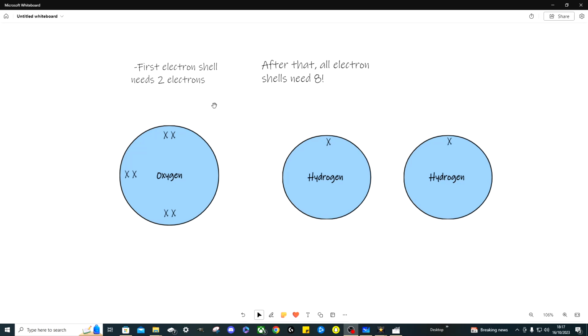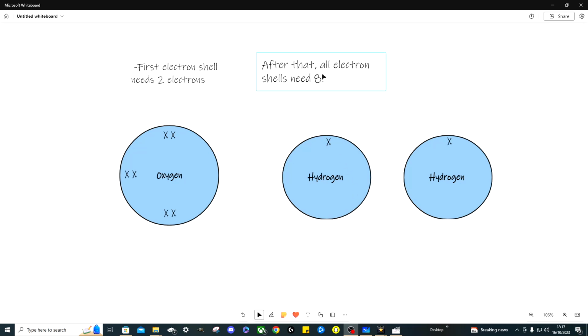So there's a couple of rules you need to know before we go over covalent bonding. They're very simple. As you know, electron shells surround nucleuses. Here I have my electron shells representative with the amount of electrons they have in them respectively. The first rule is the first electron shell only needs 2 electrons. This is shown in hydrogen, as hydrogen only has 1 electron when it is on its own, which means it only has 1 electron shell.